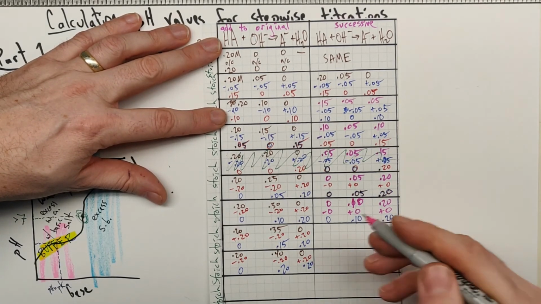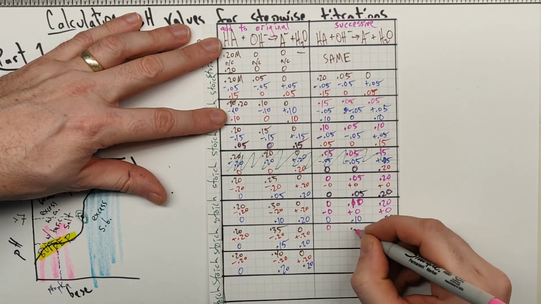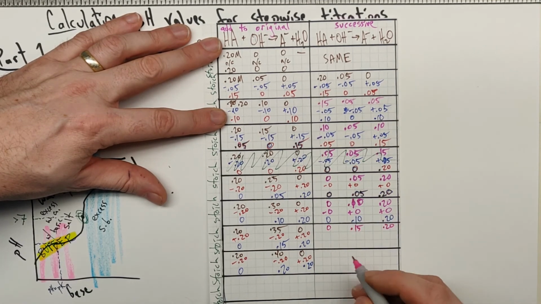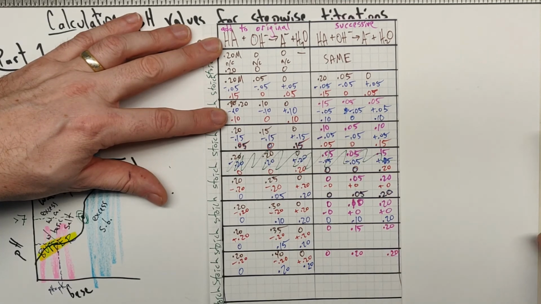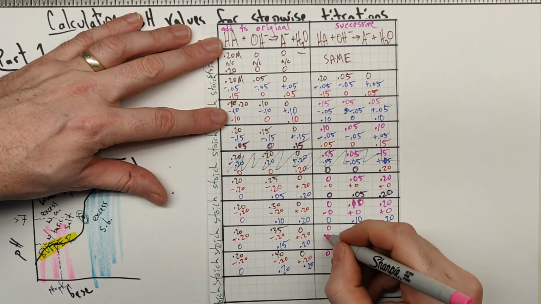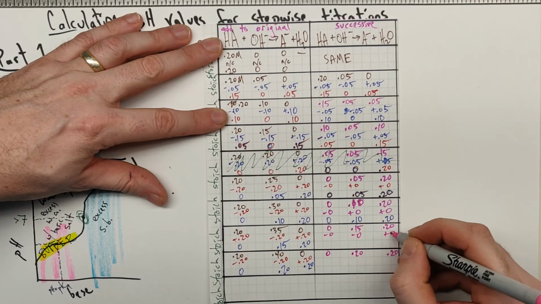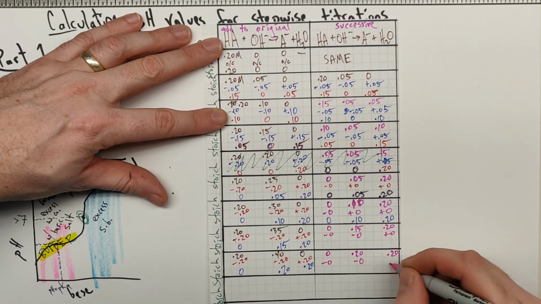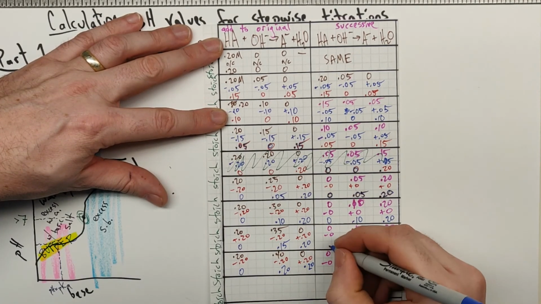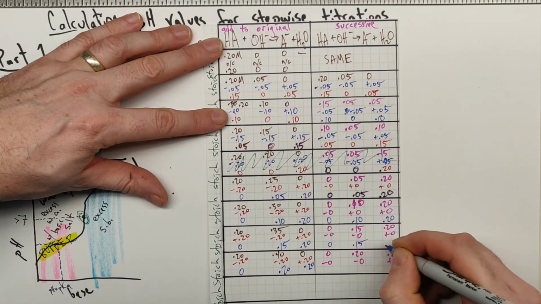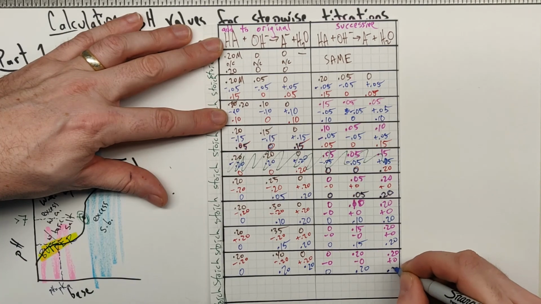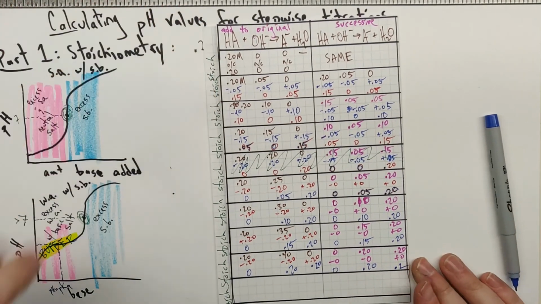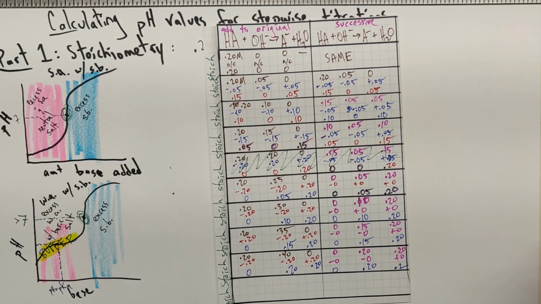I might as well just keep going through the motions. 0, 0.15, 0.20, 0.20, 0.20. Minus 0, minus 0, plus 0, minus 0, minus 0, plus 0, 0, 0.15, 0.2, 0.20, and 0.2.